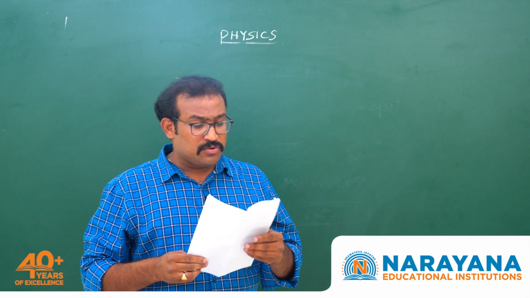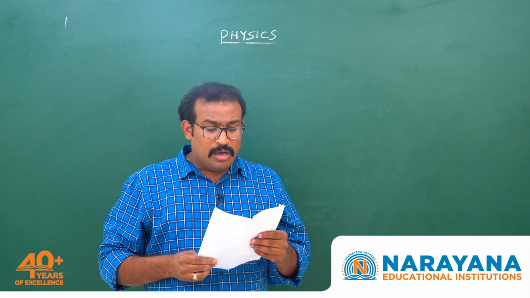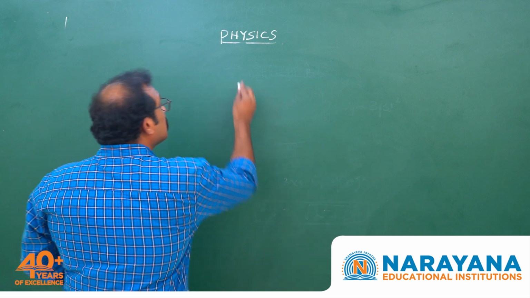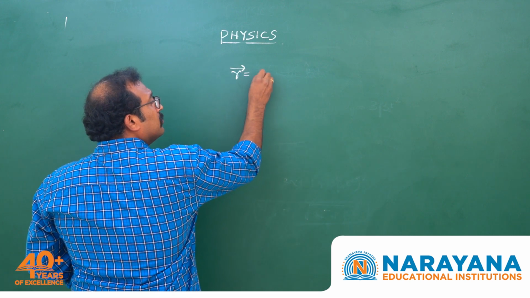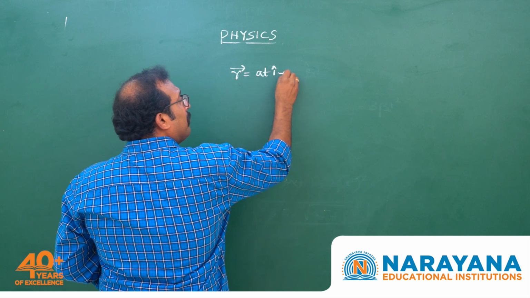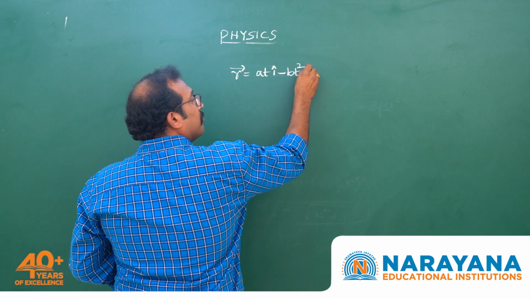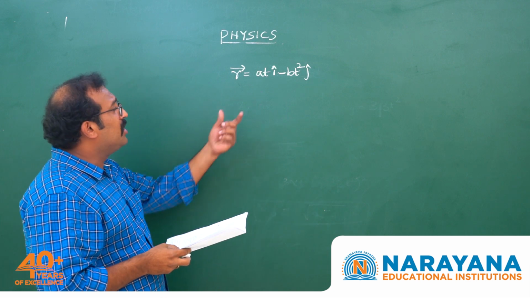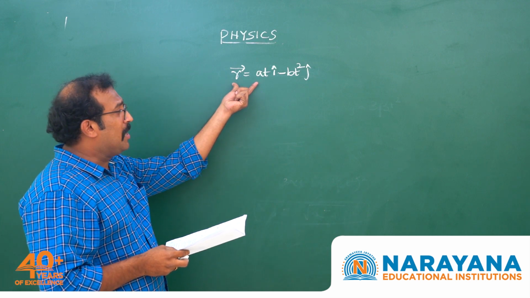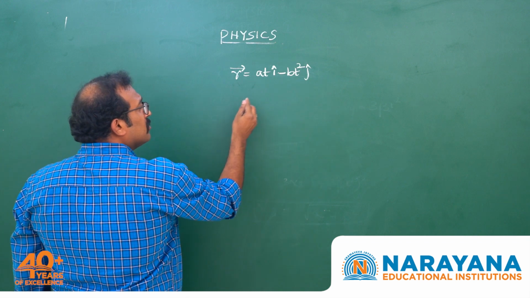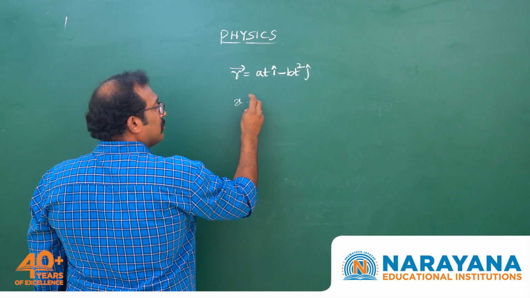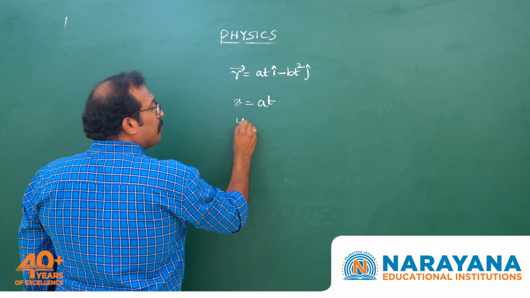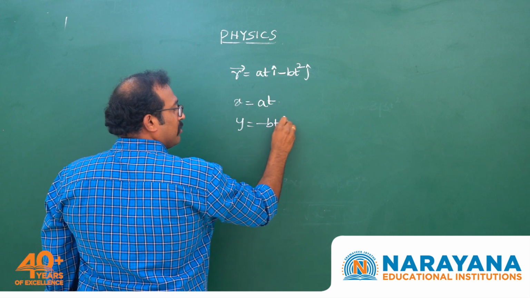Let us go for the second question. Here given the position vector of the particle with respect to the origin as r bar is equal to at i cap minus bt square j cap. So we want to find out what is the trajectory of the projectile for this position vector of the particle. Now the x component is at, the y component is minus bt square.